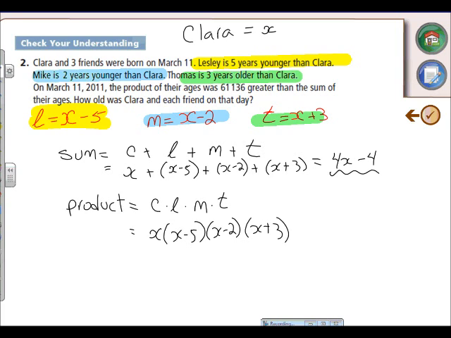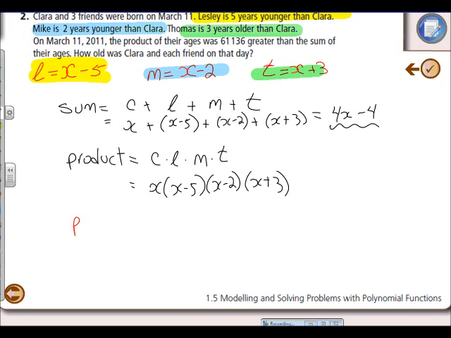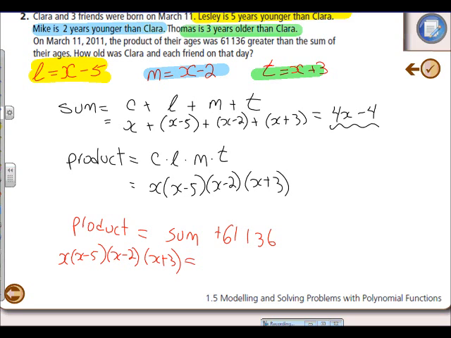Now it says the product of their ages was that much greater than the sum. So the product is this much greater than the sum. Let's fill in with what we know. The product was x times x minus 5 times x minus 2 times x plus 3. The sum was 4x minus 4 plus 61136.